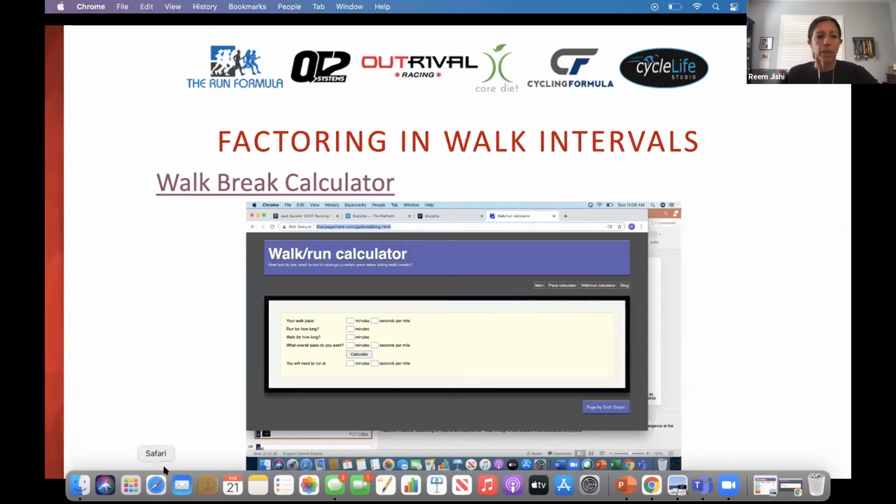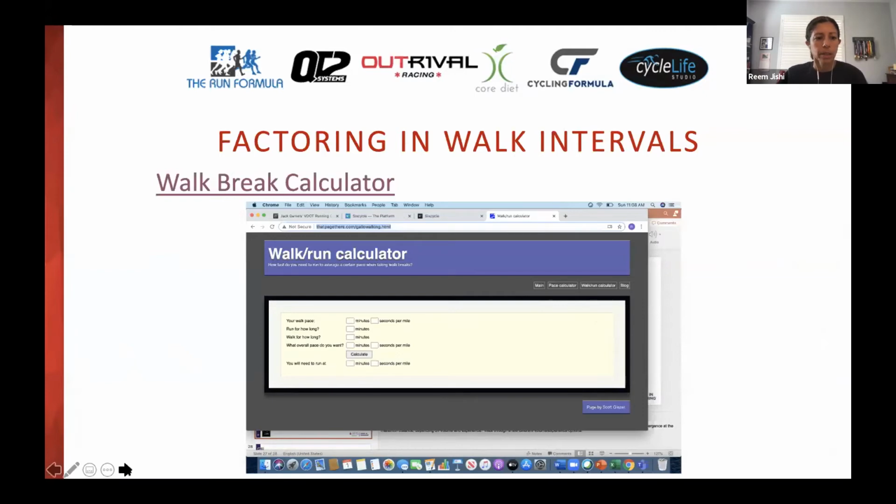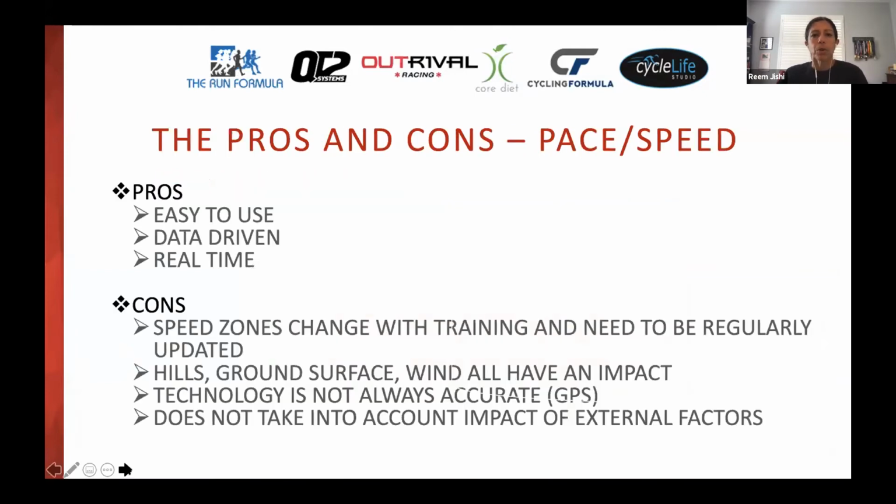Okay, so moving along. Okay, so pros and cons of pace or speed. So pros is it's easy to use. It's data driven, like I just went through all those calculators. You know what you're supposed to do. You know what your pacing is, right? It's real time. You look at your watch, you look down, it says I'm running a 7:45-minute mile. Okay, great. Move on. Super easy to use, right?